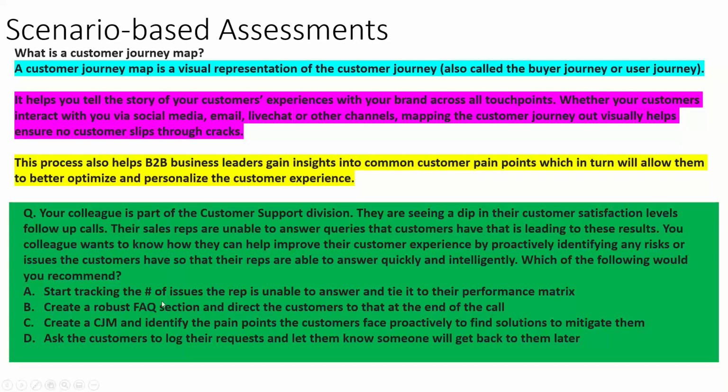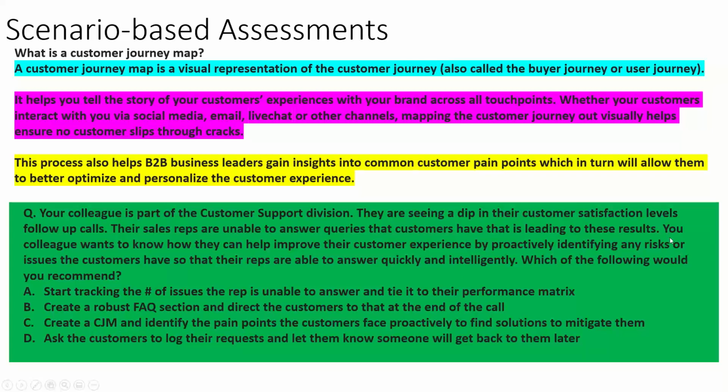A, start tracking the number of issues the rep is unable to answer and tie it to the performance matrix. B, create a robust FAQ section and direct the customers to that at the end of the call. C, create a CJM, that's a customer journey map, and identify the pain points the customers face proactively to find solutions to mitigate them. D, ask the customers to log their requests and let them know that someone will get back to them later. So this is how we use whatever content we had given right here. So this is what we want them to do. We've already given them a hint.